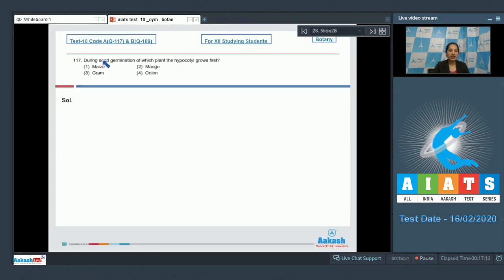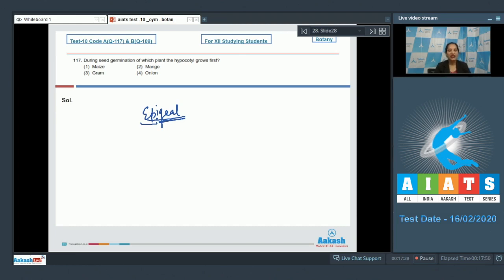Question number 117. During seed germination of which plant does the hypocotyl grow first? When the seed germination is epigeal, the hypocotyl grows first. What is epigeal seed germination? When the seed comes out of the soil or above the ground, this is epigeal germination. Geal is ground, epi means above. So if the seed is present above the ground, this is epigeal. And in this condition, the hypocotyl grows first, which pushes the cotyledons to come out of the soil.